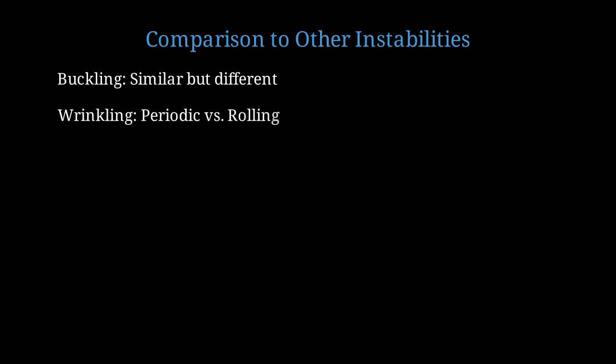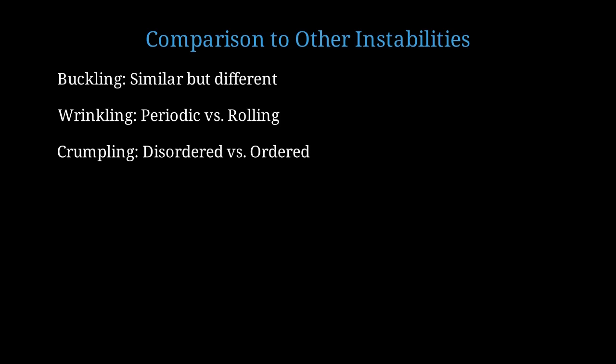Let's compare this to other mechanical instabilities in thin structures. Buckling is similar in that it's a bending instability that relieves compressive stress. But buckling typically occurs at lower strains and doesn't produce the dramatic three-dimensional transformations we see in rolling. Wrinkling creates periodic undulations. Rolling is a more extreme transformation where the entire film changes topology. Wrinkling can be a precursor to rolling.